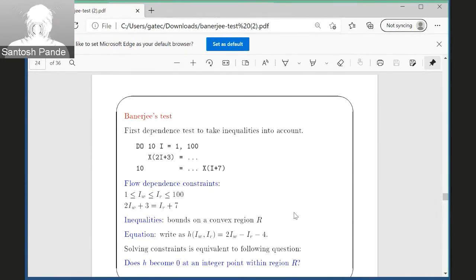And the question is whether it will become exactly equal to 0 for some values of iw and ir, which may be real values. That is what the Banerjee inequality tries to find out. And it cannot find out if it becomes equal to 0 for integer values of iw and ir, because then it will have to enumerate all these different iw, ir pairs. Okay, so why is this possible to do in the real domain and not in the integral domain?